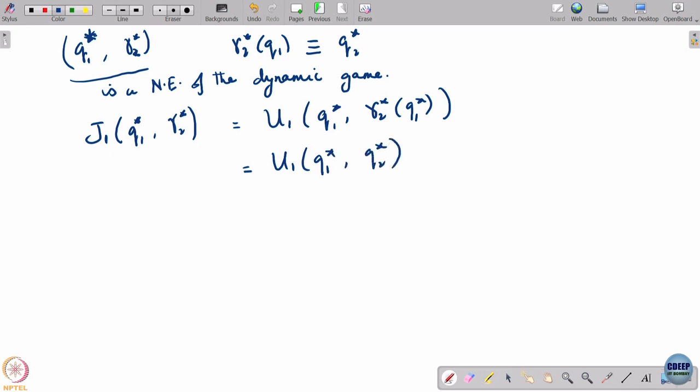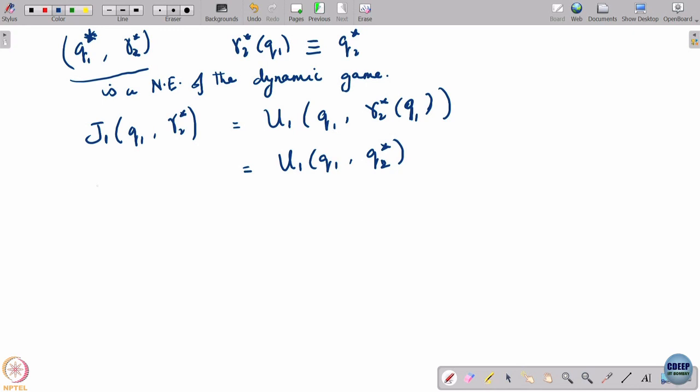Now, let us suppose player 1 played some Q1. What is gamma 2 star of Q1? It is still Q2 star, because gamma 2 star is a constant function. So, irrespective of the value of Q1, the value is still Q2 star. So, this is still equal to u 1 of Q1 comma Q2 star. Now you maximize this over Q1, what would you get? You are effectively just doing the best response to the simultaneous Nash equilibrium strategy of player 2, right.